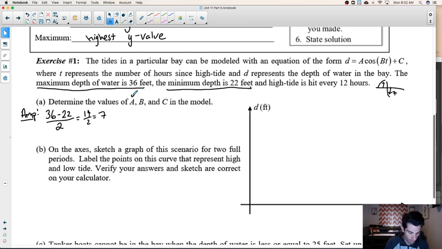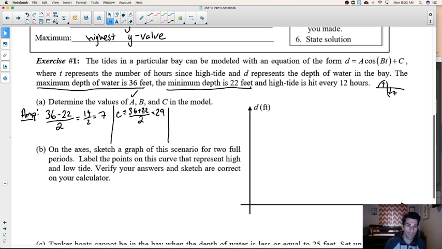Now, our C value is going to use those same numbers, since I have my highest and lowest point, except now you're going to find the average. So you're going to add those two numbers up and then divide that by 2. And then that is going to give you 29.